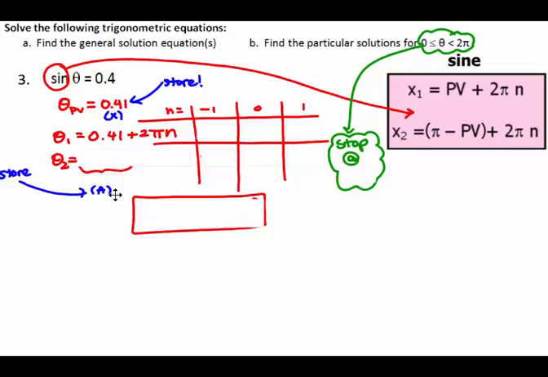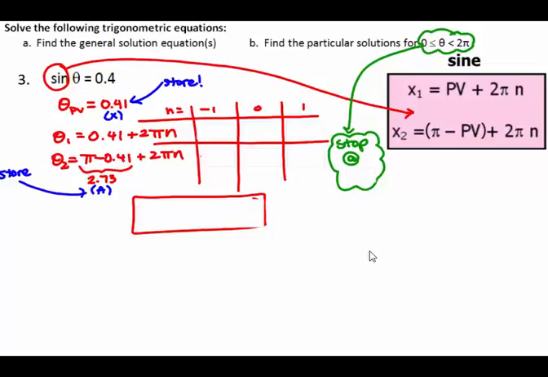And so in the equation, you can write down pi minus 0.41, or what I like to do is store that. So in the calculator, I'll type in pi minus x. You'll get 2.73, and I'll store that as something different. So I used x for the first one, I'll use a for the second one, and I like to write it down so then I know what I used. So now I'm ready to find my particular solutions. Those are our general solutions.